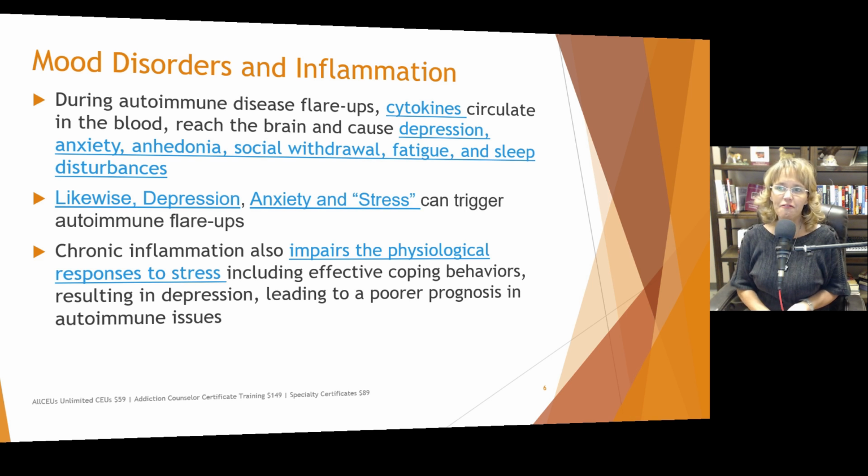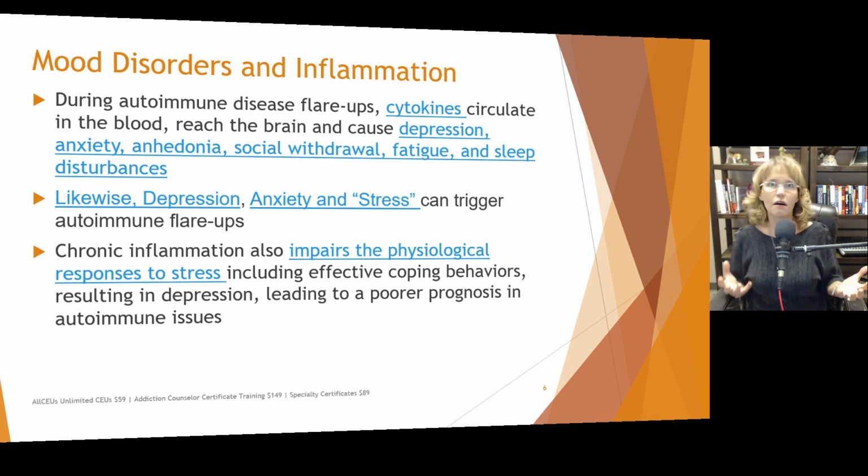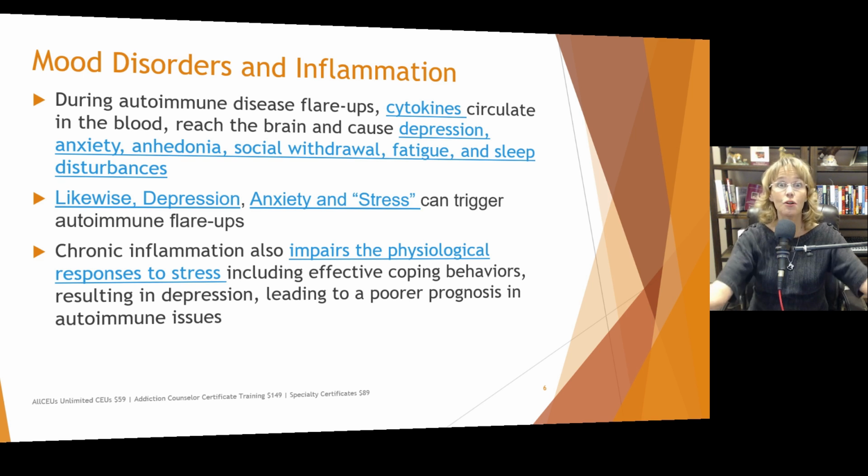These impaired physiological responses include affective coping behaviors or lack thereof, which result in depression, which lead to a poorer prognosis for autoimmune issues. So if they've got chronic inflammation, they're already experiencing some level of inflammation in their body, then they are hit with some sort of stressor, they're not able to effectively cope with it. That increases inflammation, which increases depression, which also increases autoimmune symptoms.